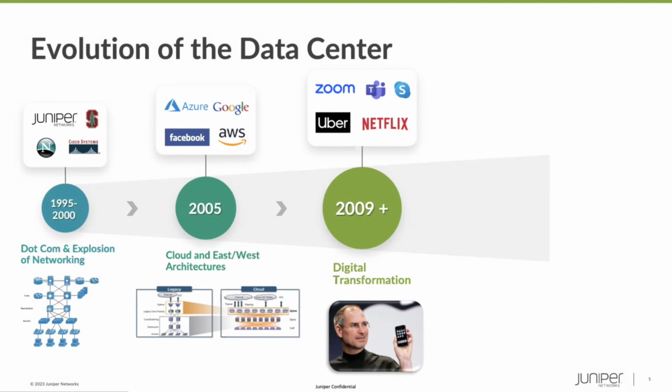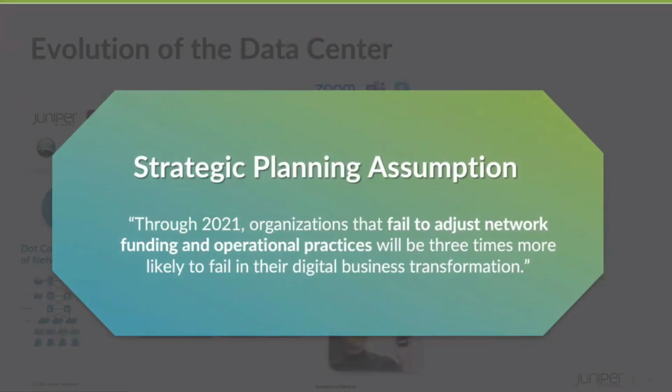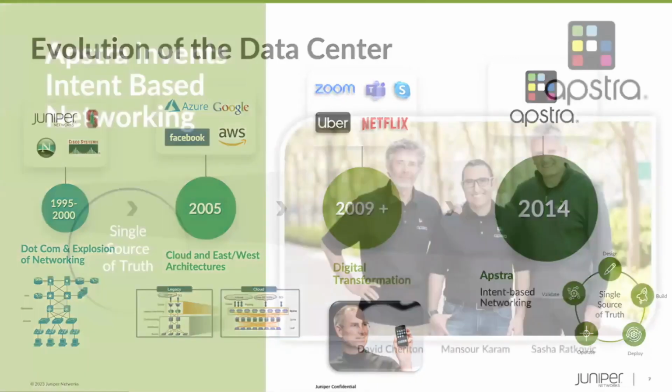Certainly with the pandemic that everyone went through, this process has completely accelerated. And I would say Gartner said it best when they made this comment, which is that in order to succeed at digital transformation, you have to transform your network first. If you don't, then you're 3 times more likely to fail at your digital transformation. And that was kind of the impetus for us actually starting a company called Apstra. That was back in 2014.